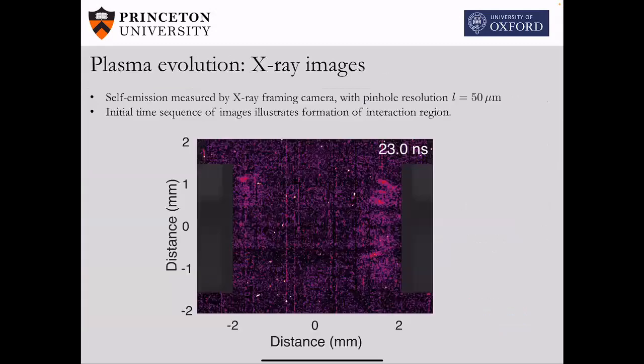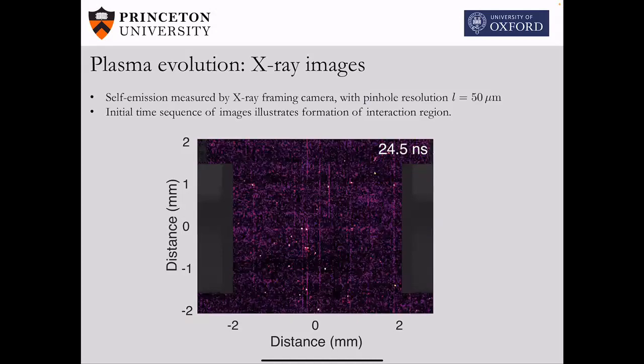So I'm going to start off with the time resolved measurements showing you the X-ray images. Again, just a reminder, this is looking at self-emitted X-rays, and the resolution in this case was 50 microns. This initial time sequence of the first 4 images is going to illustrate the formation of the interaction region. This is 23 nanoseconds after the introduction of the laser drive. One can just about make out evidence of a jet extending from the grid, although due to the low levels of emission, the signal to noise ratio is very poor at this point.